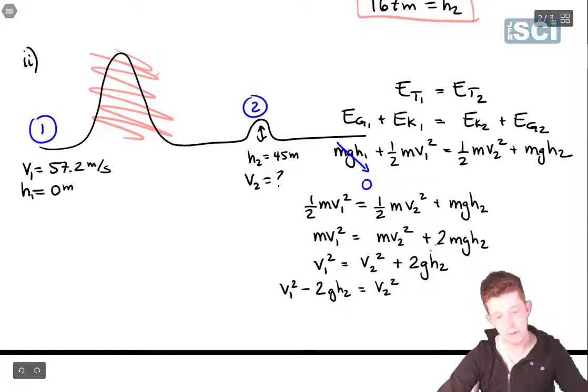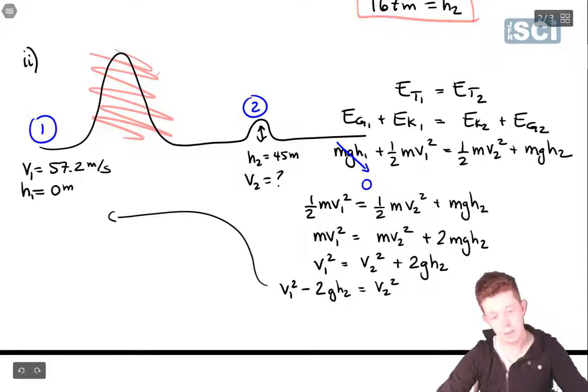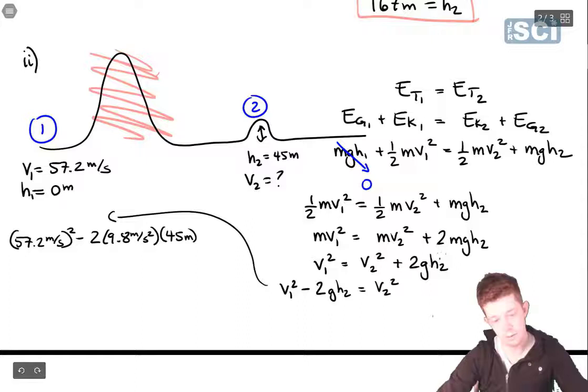So let's substitute in our values. I'm going to run out of space, so I'm going to come over here. I'm substituting my values. V1 was 57.2 meters a second squared, minus 2 multiplied by 9.8 meters per second squared multiplied by the height of that hill, 45 meters, will be equal to v2 squared.